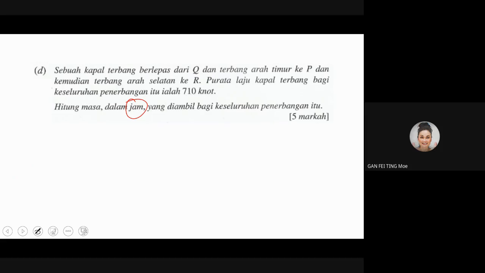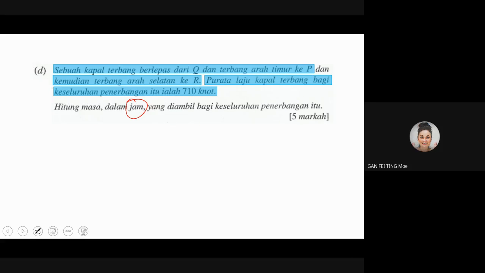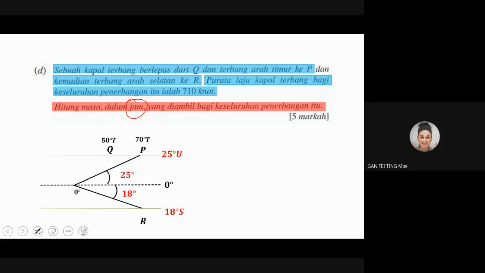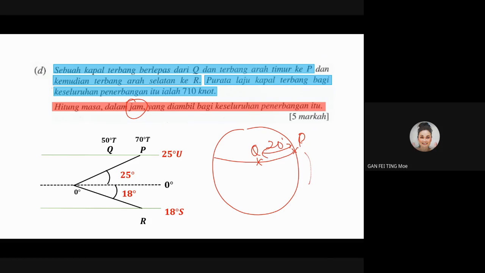Now what do I need to do? I need to have my diagram again. So for this diagram, if you want to have your diagram in this, not a problem. From Q move to P is 20 degree, and P move to R is 43 degree just now, remember?